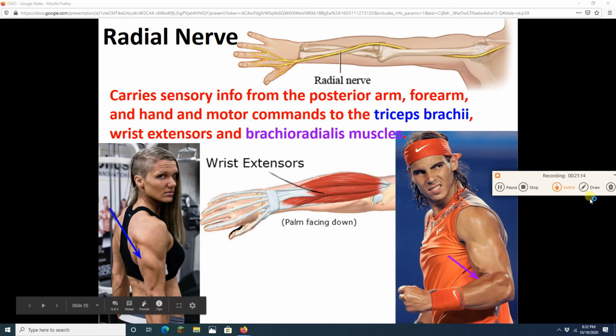Also, I used to think about it this way: the radial nerve is all about the T-web. Triceps brachii is the T. Wrist extensors is the W-E. And brachioradialis is the B. Okay, I know these muscle names are a lot. As you're learning these, we are going to be learning all these muscle names later on when we're doing the muscle labs. So the more you get them into your head now, the easier things will be later.